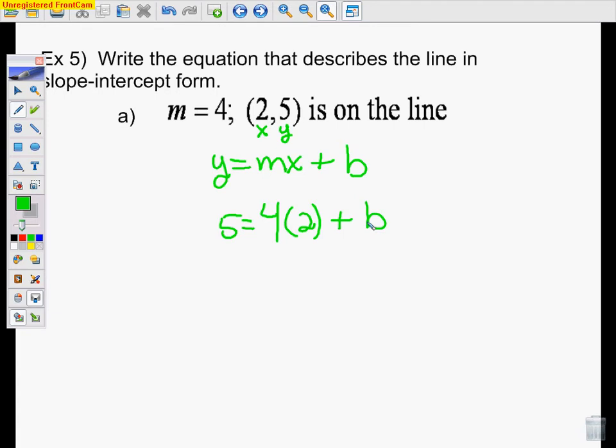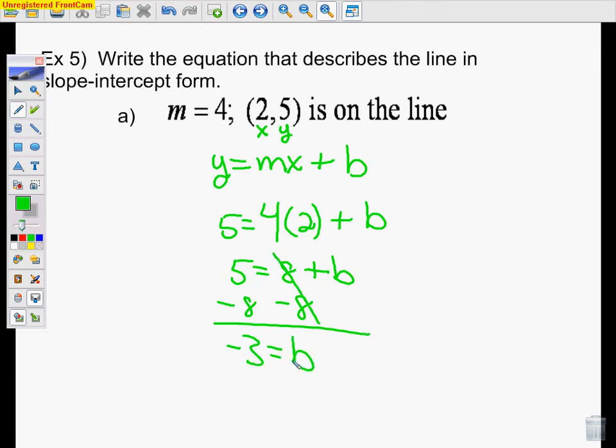So let's go ahead and solve this. Can we simplify this equation? Yeah, what's 4 times 2? 8. How do we solve for b? Because once again, that's what we're trying to find. Well, we subtract 8 from both sides. And we see that 5 minus 8 is -3. Those canceled out. And we have b.